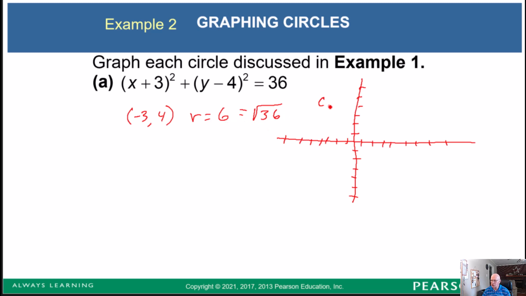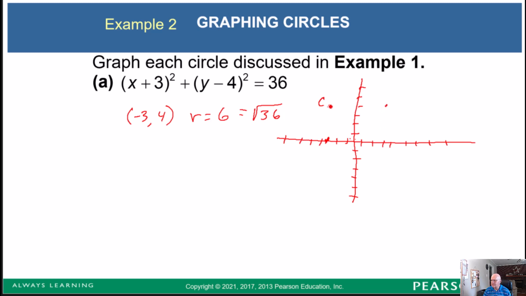So what we can do to make it easier on ourselves is we're at negative 3 right here. What I'm going to do is, 6 is in every single direction. Well, you can't go to all those places. What I'll do though is, starting from the center, I'll go 6 to the right. It'll be one of those points. So 1, 2, 3, 4, 5, 6. And there's one point on the circle.